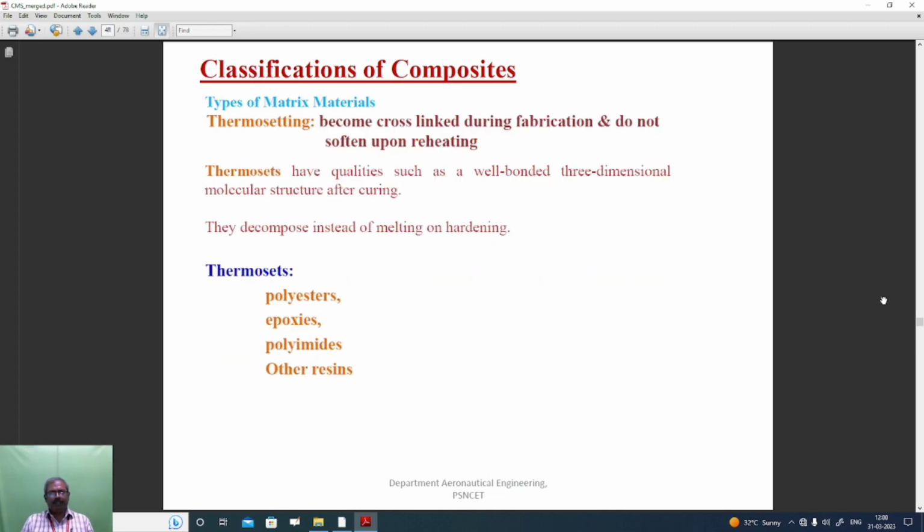Then thermosets become cross-linked during fabrication and do not soften upon reheating. They have qualities such as a well-bonded three-dimensional molecular structure after curing. They decompose instead of melting on heating. The examples for thermosets are polyesters, epoxies, polyimides, and other resins.